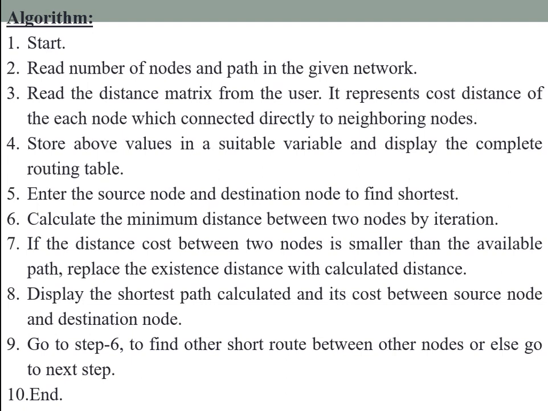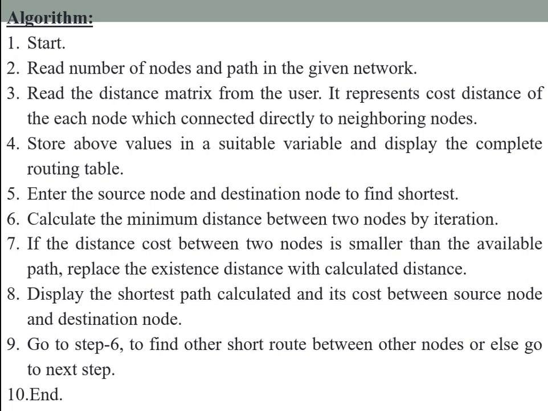carried out as follows. First, we need to read the number of nodes and the paths of a network. Read the distance matrix from each user and represent those distances, what we call the cost distance, of each node which is connected to the neighboring nodes. Once we have the information of the neighboring nodes' cost and distance of each node, we need to store the values in suitable variables and display the complete routing table.